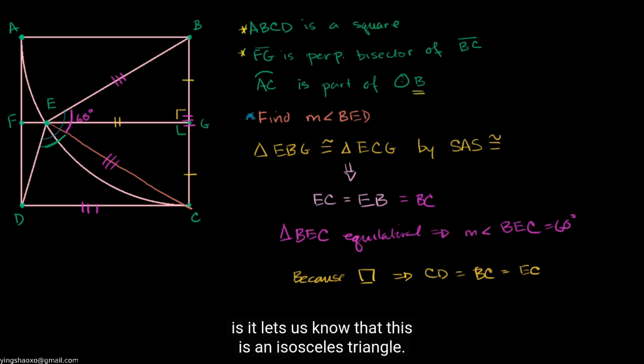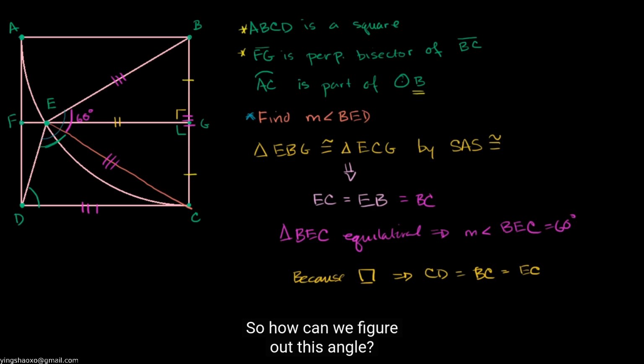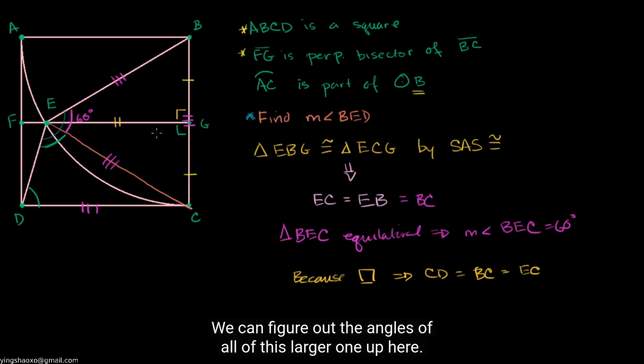It's an isosceles triangle. So whatever isosceles triangle, if you have your 2 legs of it, the 2 base angles are going to be congruent. So whatever angle this green angle is, this angle is going to be as well. So if somehow we can figure out this angle right over here, we can subtract that from 180 and then divide by 2 to figure out these two because we know that they're the same. So how can we figure out this angle? Well, we know all of the angles of this larger one up here.